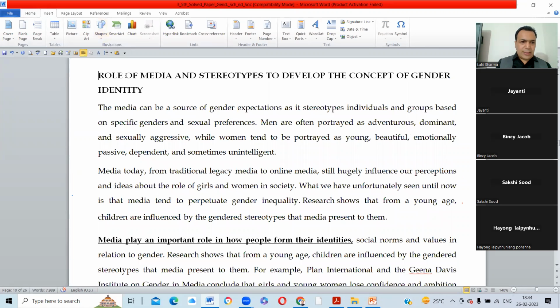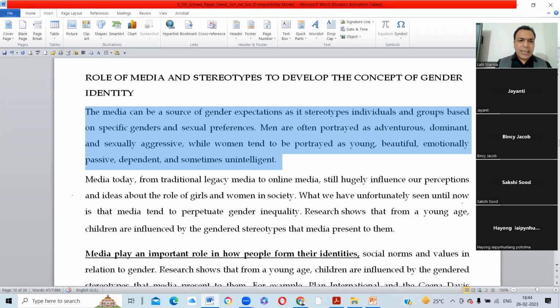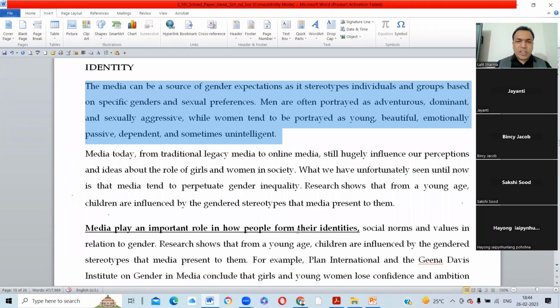Okay, so guys, look at this first paragraph, this is important. The media can be a source of gender expectation as it stereotypes individuals and groups based on specific genders and sexual preferences.